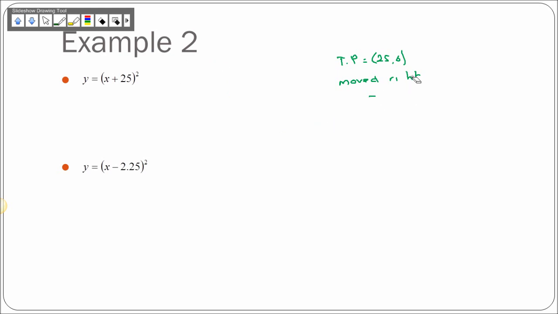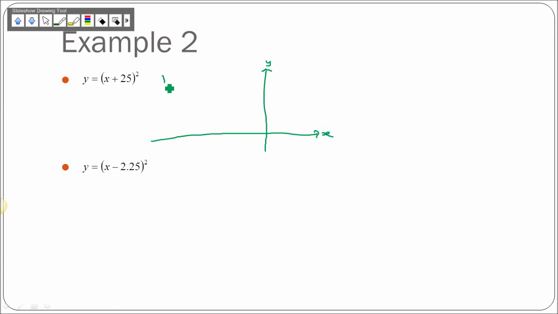Okay, so our equation is x plus 25. That means we need to be going to the left, not to the right. So here's our y and our x axis. So it's over this side. Just touches and goes back up again.